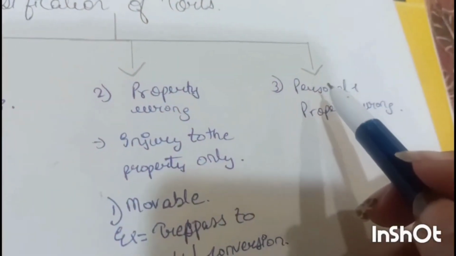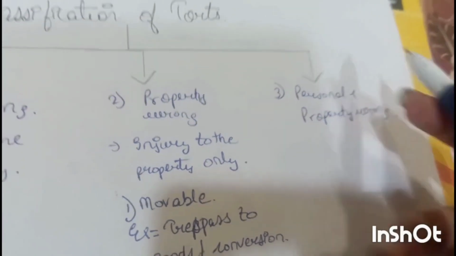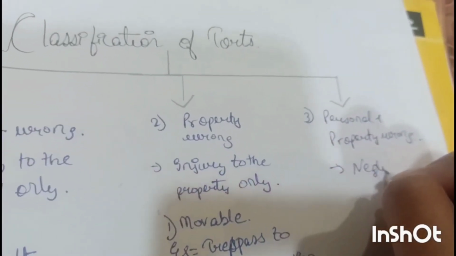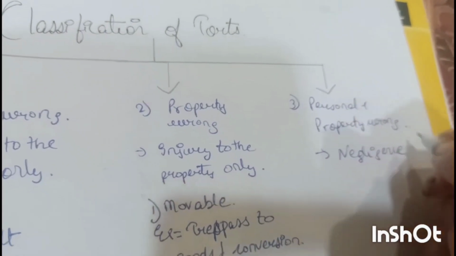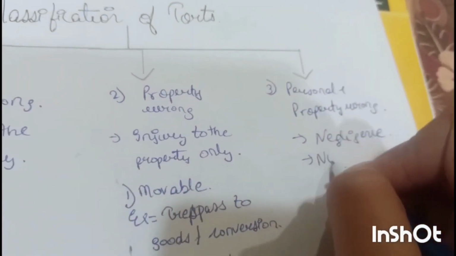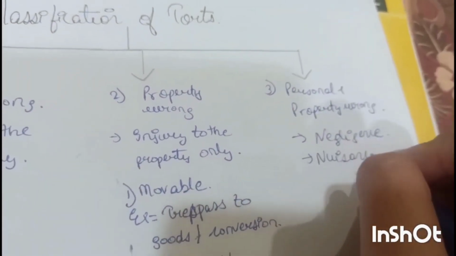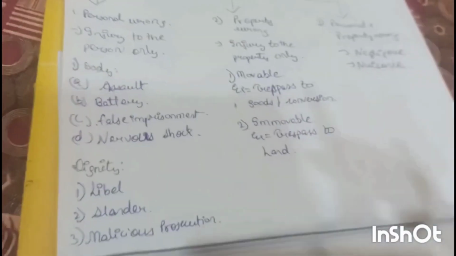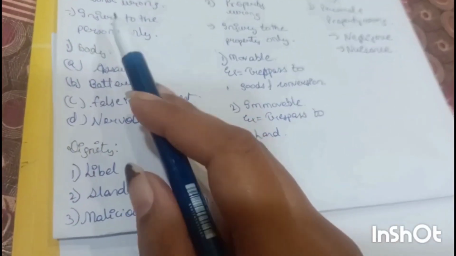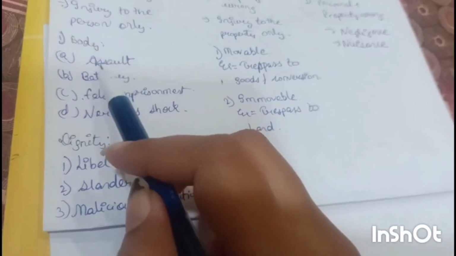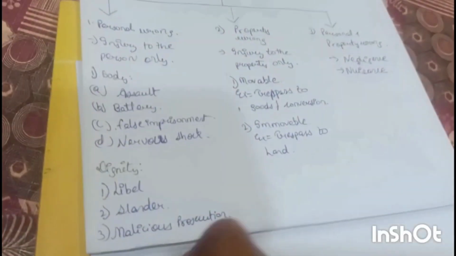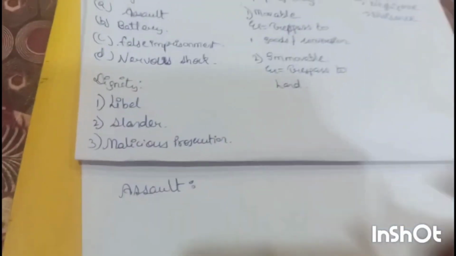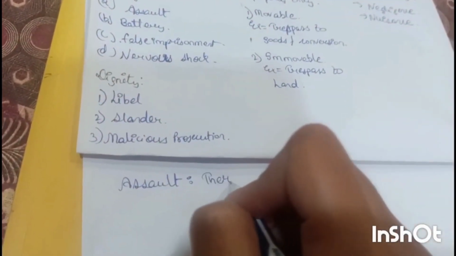Now let's see personal plus property wrong. That is negligence, and the second is nuisance. Now let me explain personal wrong. The first one is assault. In assault, what happens? It's like there is no physical touch.